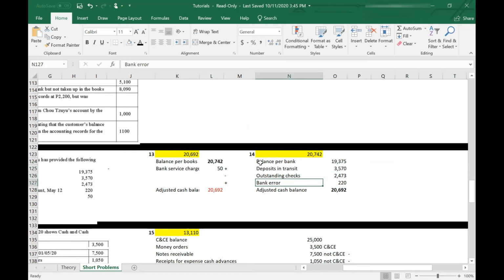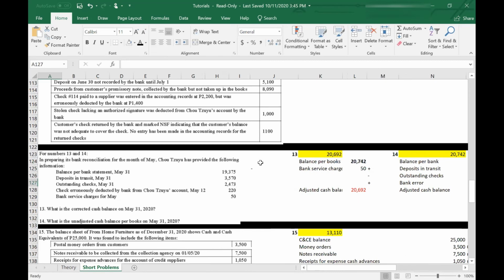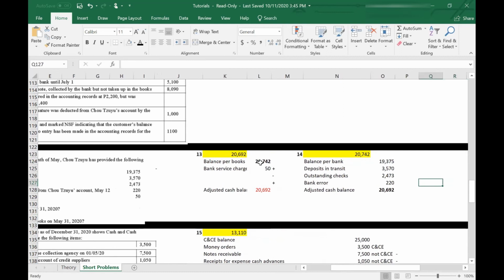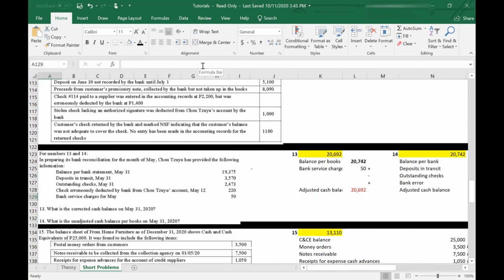Their bank error 220. Anong klaseng error to? Check erroneously deducted by bank from the company's account May 12. So dineduct ng bank, dapat hindi niya i-deduct. So i-add back mo. So we get the adjusted cash balance of 20,692. That's the answer for number 13.